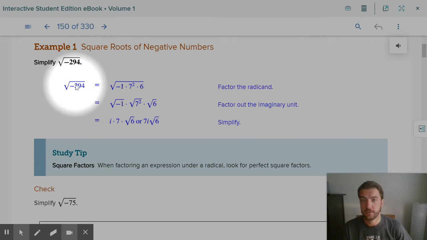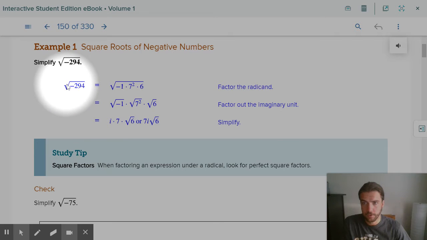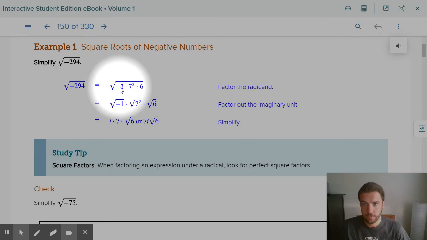So taking a look at this, they've done this in 3 steps, starting with negative 294. First, they factor the radicand. There's some vocab here. Radicand is the thing under the square root sign. The square root sign is what we call a radical, and under it is the radicand. So factoring the radicand means factoring negative 294, breaking negative 294 up into different factors that are multiplying to give that amount. So we take out the negative 1, which is going to be important later. This is necessary in any of these: take out negative 1.